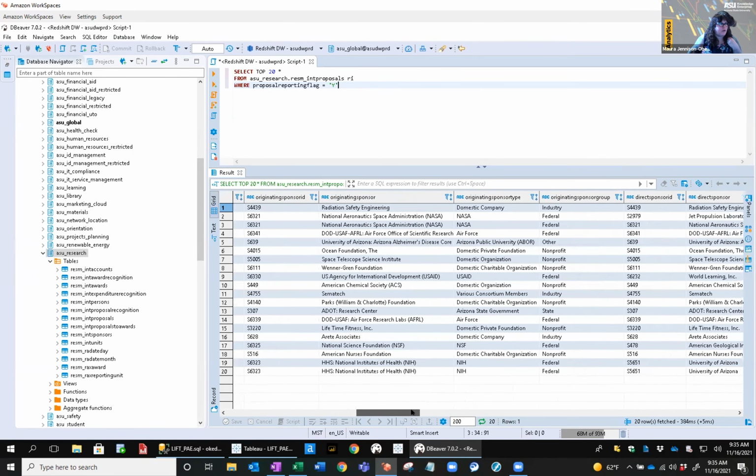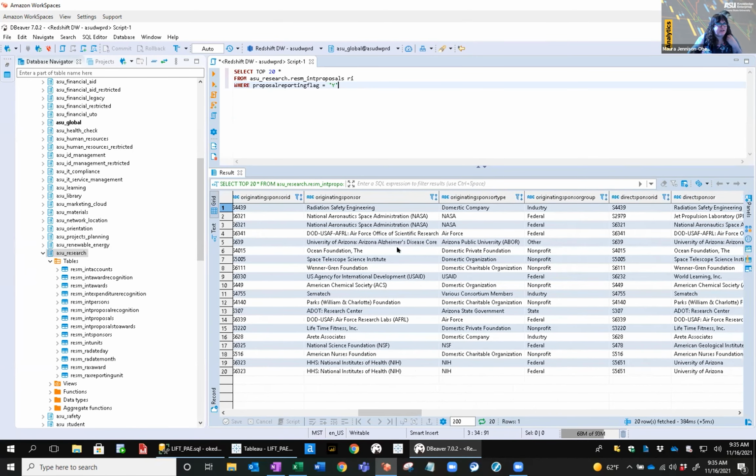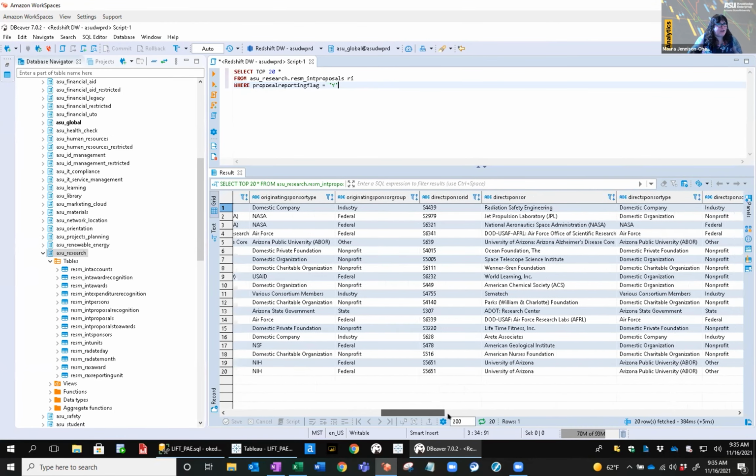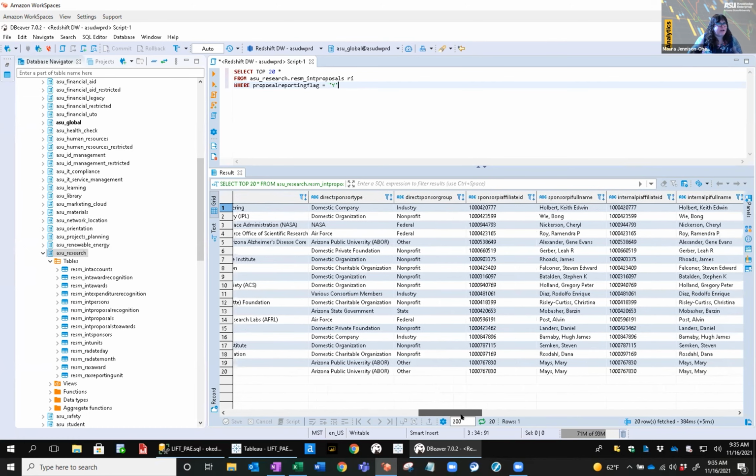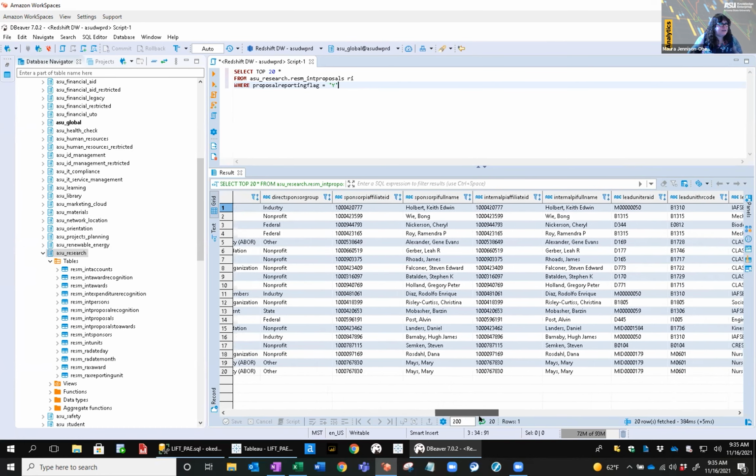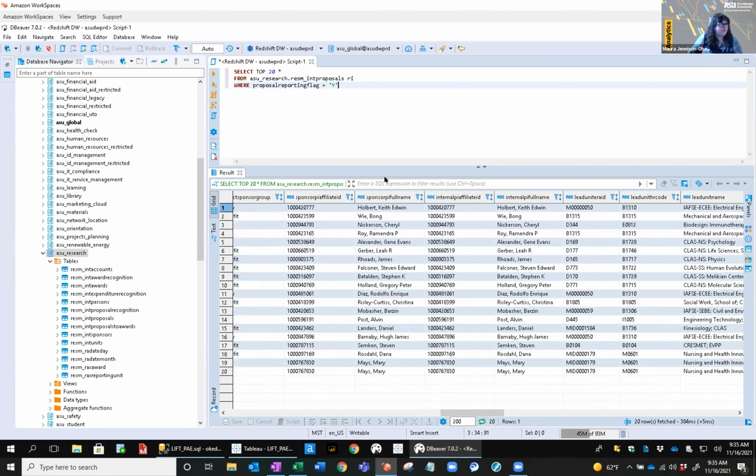And as you keep scrolling, you can find the sponsor, what sponsor type and group they are. So if you're looking for all industry proposals, I can show you how to do that in just a second. And then you also have direct sponsor. And let's see, the sponsor PI, so that's who the PI is on the proposal.